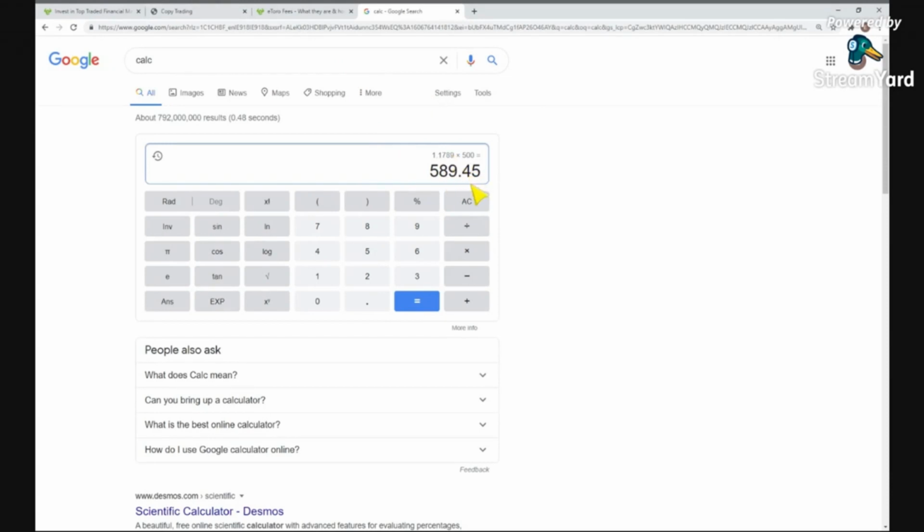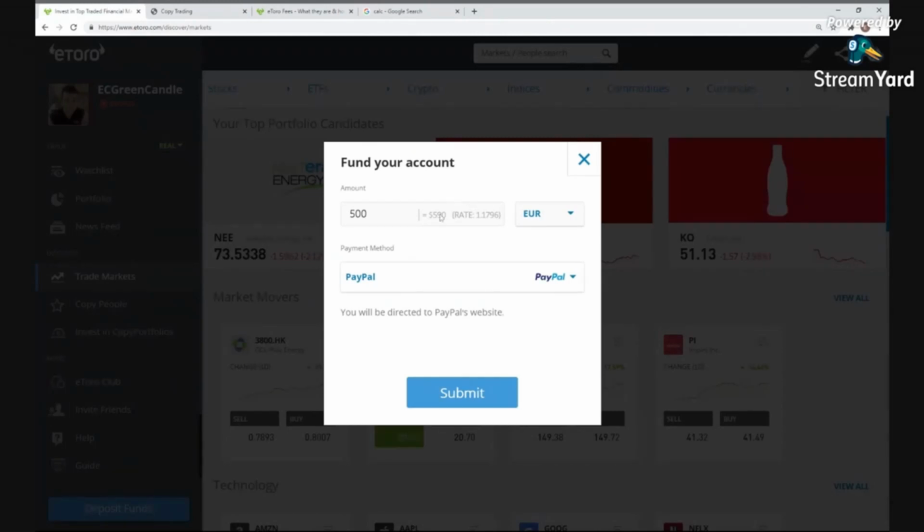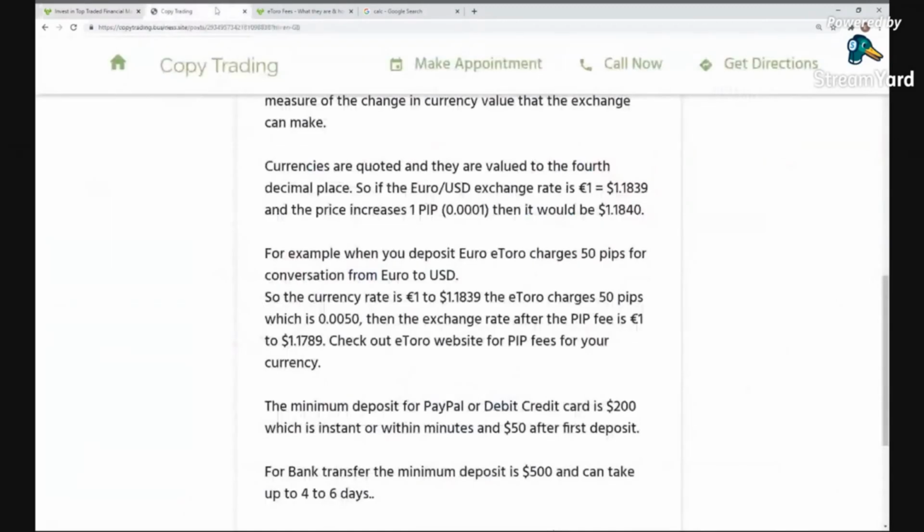Okay, it might have moved slightly. So there you see. And if I go to eToro, you'll see here 590. So it's correct. It might have gone up slightly by a decimal place there, but 590 since I made the review. Okay, so hopefully everyone understands that.